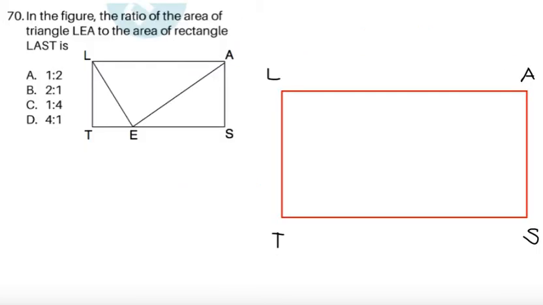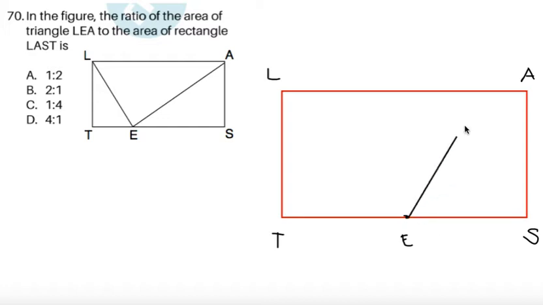For item 70, in the figure, the ratio of the area of triangle LEA to the area of rectangle LAST is, and we have 4 ratios. Now, apart from the fact that it's given that E is on ST, there's no other given. So we can try to use this fact again. Since the answer is numerical, it shouldn't matter where E is because it's not really stated where E is. So we can abuse this fact and try to make E in the middle.